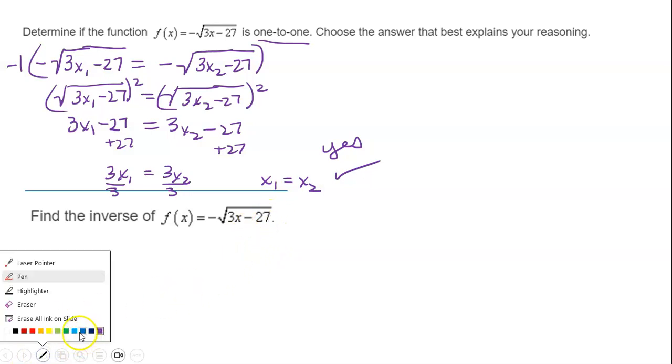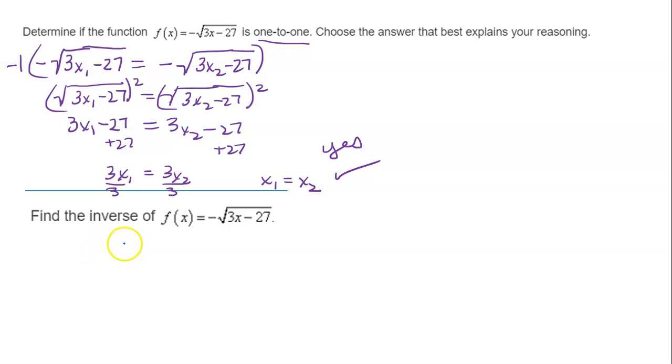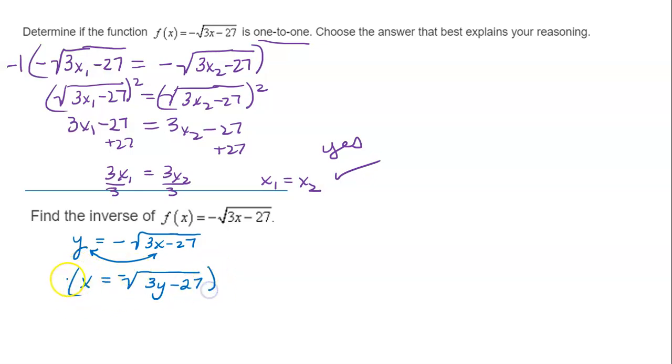Let me pick a different color, see if we can get one more done. The inverse of this, so we have y is equal to negative that. We're going to swap those. So I'm going to multiply through by a negative again. So I get negative x is equal to square root of 3y minus 27. And then I'm going to square them both. So I get x squared is equal to 3y minus 27.